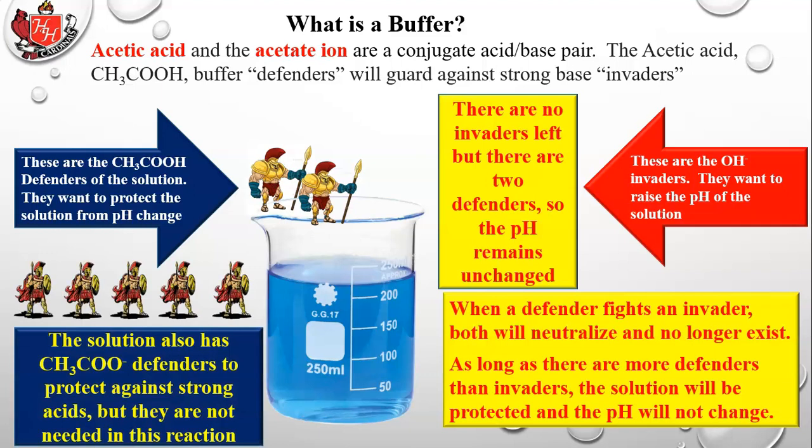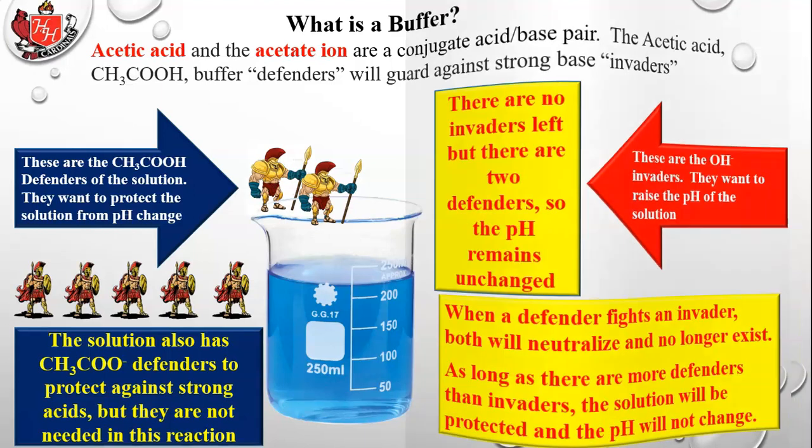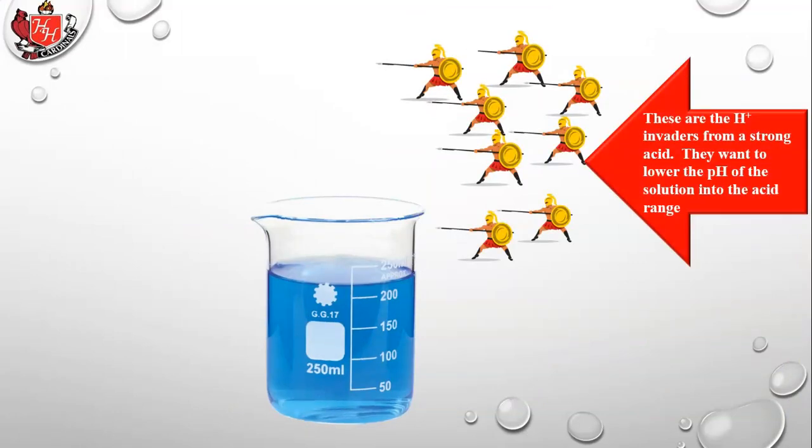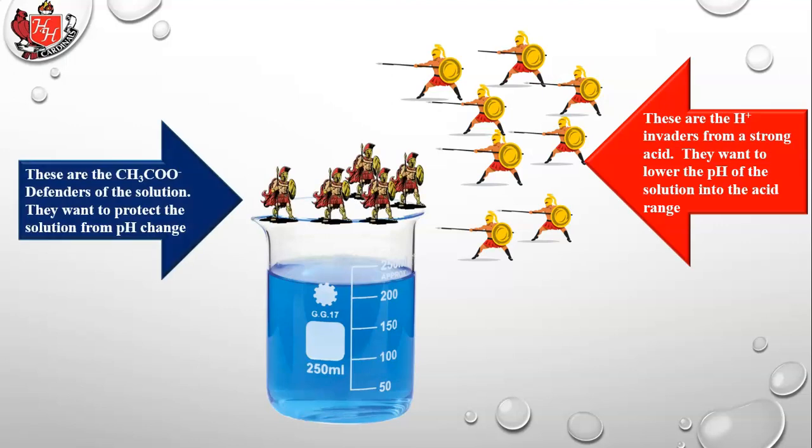The solution also has acetate ion defenders to protect against strong acids, but they are not needed in this reaction. Okay, so now we're going to attack from the other side. These are the H+, the hydronium ion invaders from a strong acid, for example, hydrochloric acid. They want to lower the pH of the solution into the acid range.